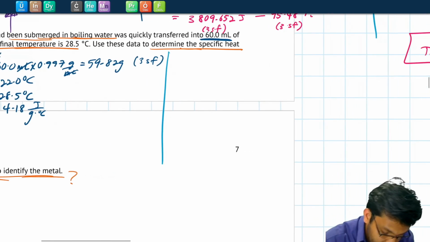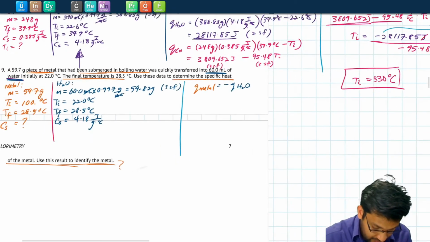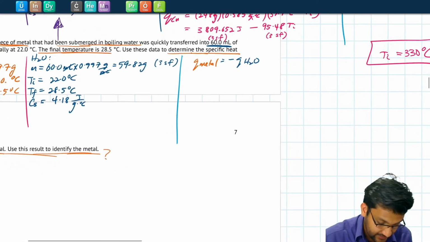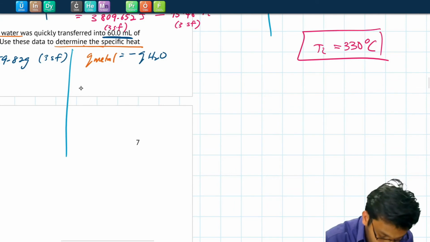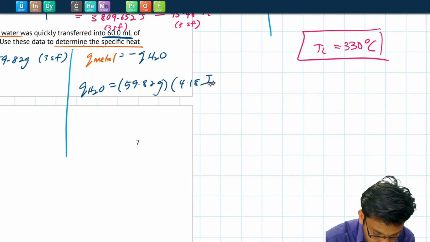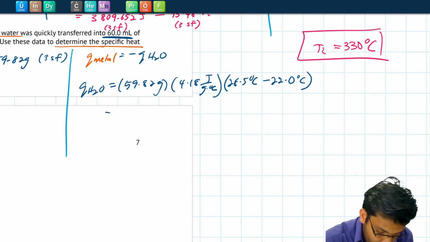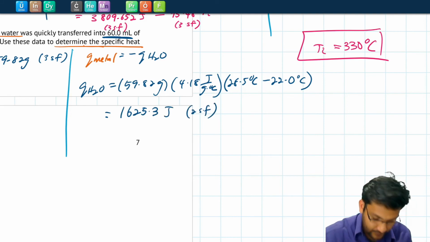That means that when we set up our system, the heat from the metal will be negative the heat from the water. And since we have all of the information from the water, we can calculate the heat from the water. So let's do that. The heat from the water is equal to the mass, 59.82 grams, times 4.18 joules per gram per degree Celsius, times the temperature change, 28.5 degrees Celsius minus 22.0 degrees Celsius. We plug all of this into our calculator, we get 1625.3 joules to 2 significant figures.